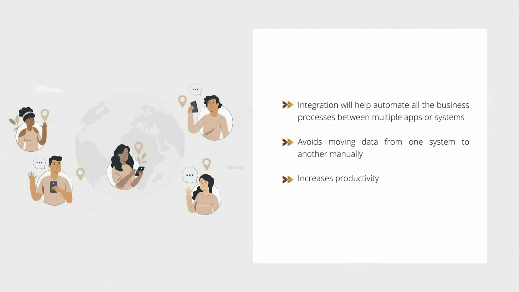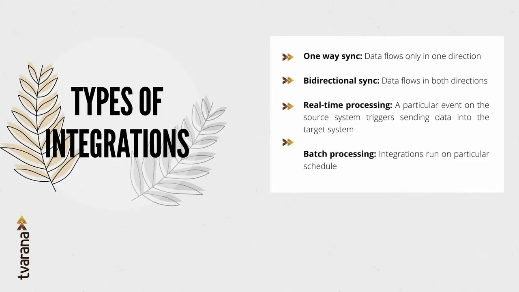Great. Can you now touch on the different types of integrations? Sure, there are four ways. One-way sync, bidirectional sync, real-time processing, batch processing. One-way sync is where data flows only in one direction, meaning either retrieve data from source system or send data to a target system. In bidirectional sync, data flows in both directions. Here, the data is sent and received between two sets of systems. Real-time processing is when a particular event on the source triggers sending data into the target system. Batch processing is when the integration runs on schedules.